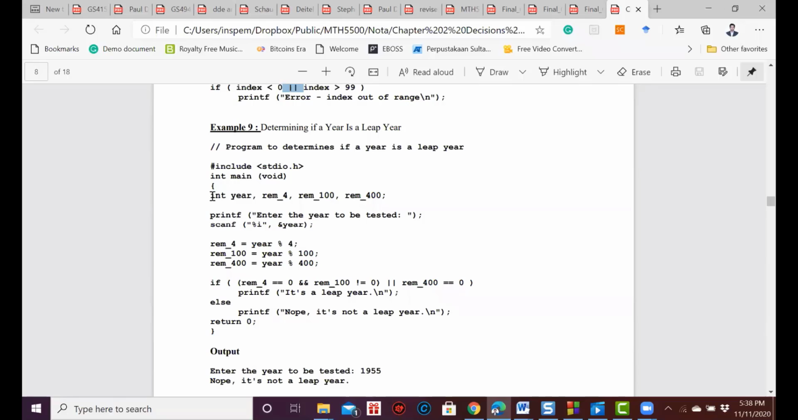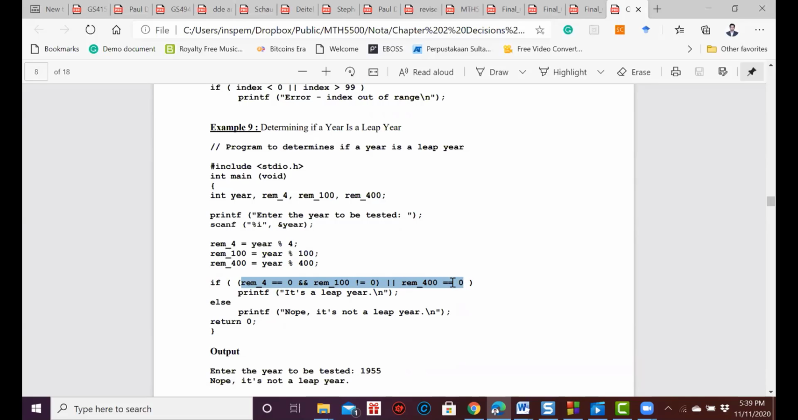Okay, now we introduce four variables. Second, for the year: the remainder for 4, the remainder for 100, and the remainder for 400. We divide by 4, by 100, by 400, and take the remainder, year modulo 4, modulo 100, modulo 400. Now we check if the remainder for 4 is equal to 0 and the remainder for 100 is not equal to 0, or the remainder for 400 is equal to 0, then it is a leap year. Now this one is the condition for the leap year.